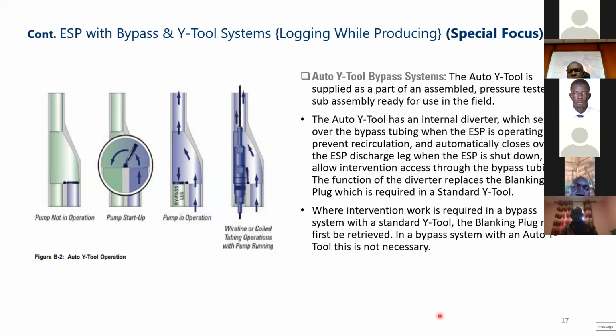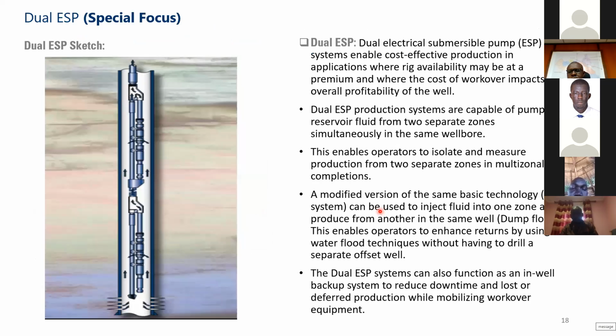and I can access without. So in this case, when an intervention work is required in the bypass system with a standard Y tool, the blanking plug must be retrieved. However, in a bypass system with the auto Y tool, it is not necessary. So this tells you the advantage of the one over the other. But it then depends on the application. It depends on the customer, which one they will go for. But it gives you an option.